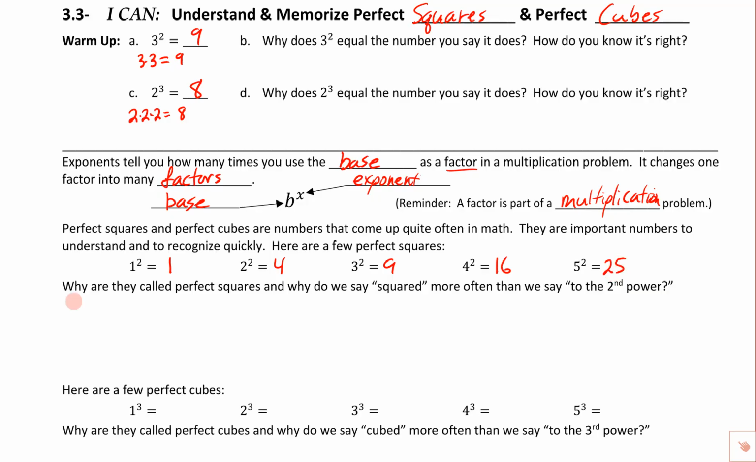And then there's a question right here. It says, why are they called perfect squares, and why do we say squared more often than we say to the second power, to the power of 2, or something like that? Well, there's a good reason for it. So I'm going to draw a little square right here.